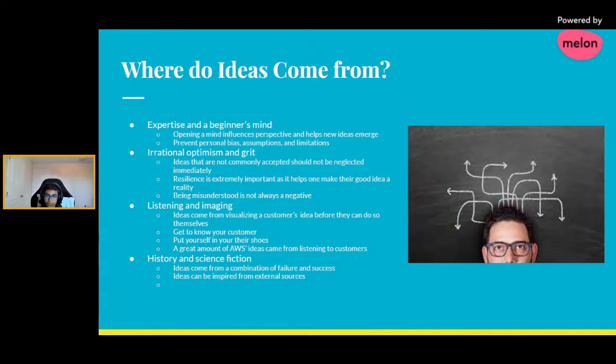Ideas come from visualizing a customer's idea before they can do so themselves. To do this, you need to get to know your customer. You gotta put yourself in their shoes. A great amount of AWS's ideas came from listening to their customers. History and science fiction is another source of inspiration. Ideas come from a combination of failure and success, and ideas can also be inspired from external sources.